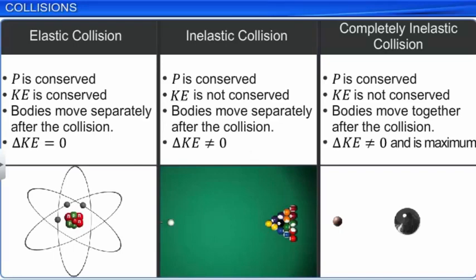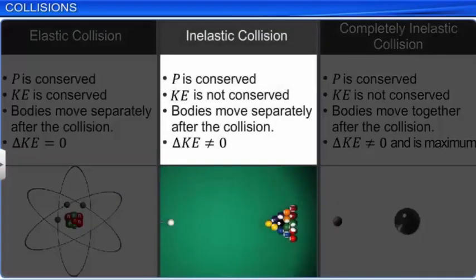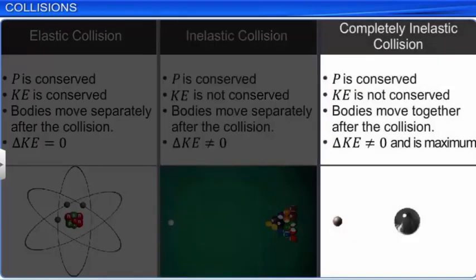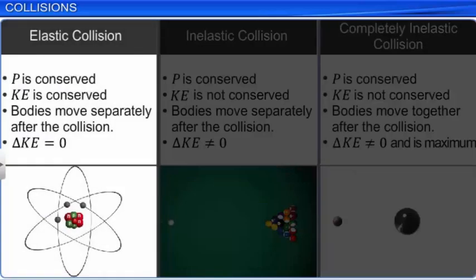There are three different kinds of collisions: elastic collision, inelastic collision, and completely inelastic collision. In a collision, if both the total momentum P and total kinetic energy Ke of the colliding bodies are conserved, then it is an elastic collision. In such a collision, the bodies move separately after the collision and the loss in kinetic energy delta Ke is 0. This implies that there is no loss in kinetic energy. For example, the collision between subatomic particles is an elastic collision.